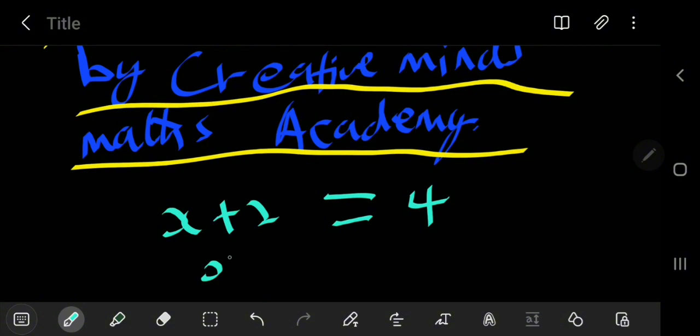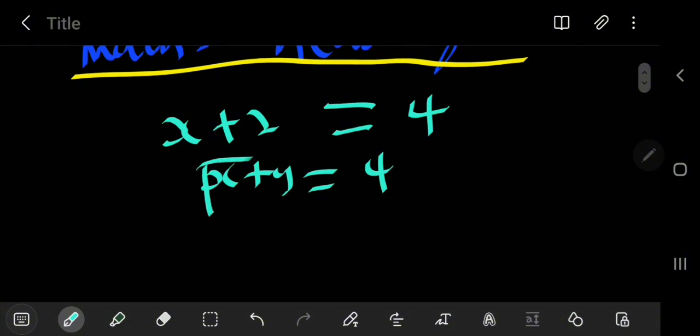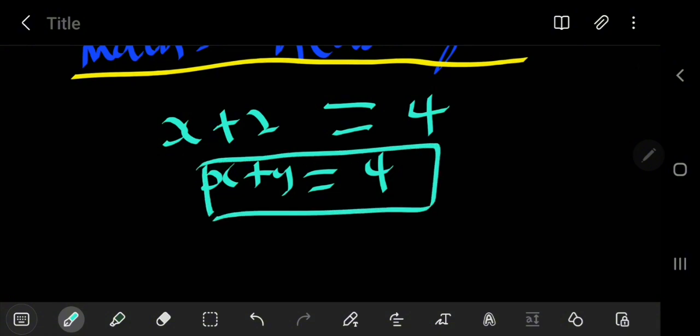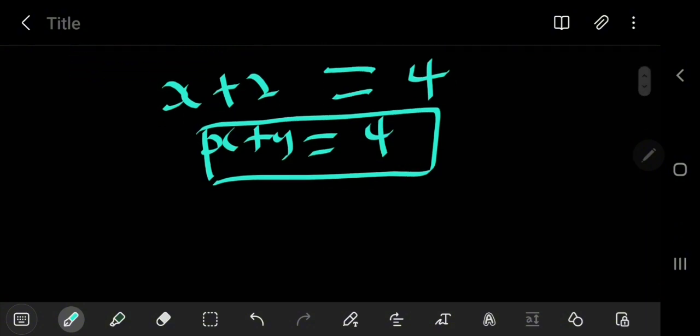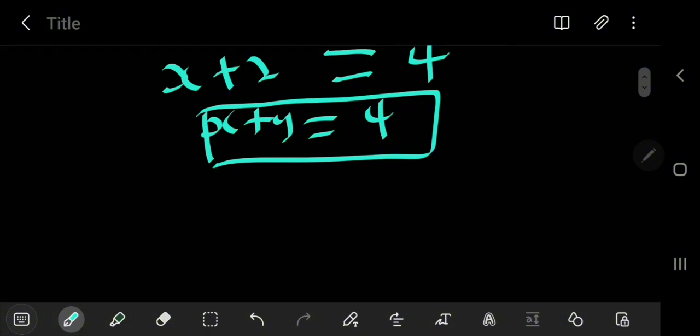Example of such is maybe x plus y equals 4. Now this is an example of what? Two variables. Now one thing we are focused on is what? Not just an equation, but a simultaneous equation. So let's talk about what makes an equation simultaneous.